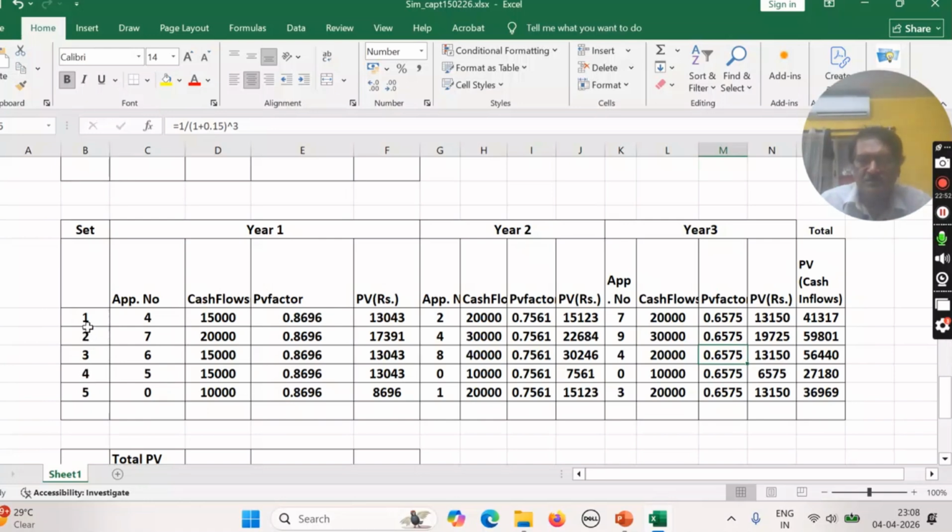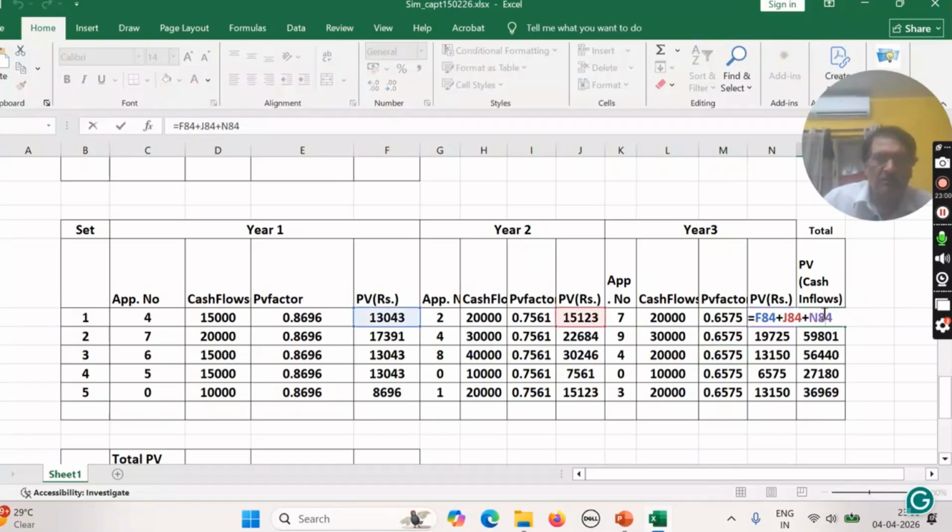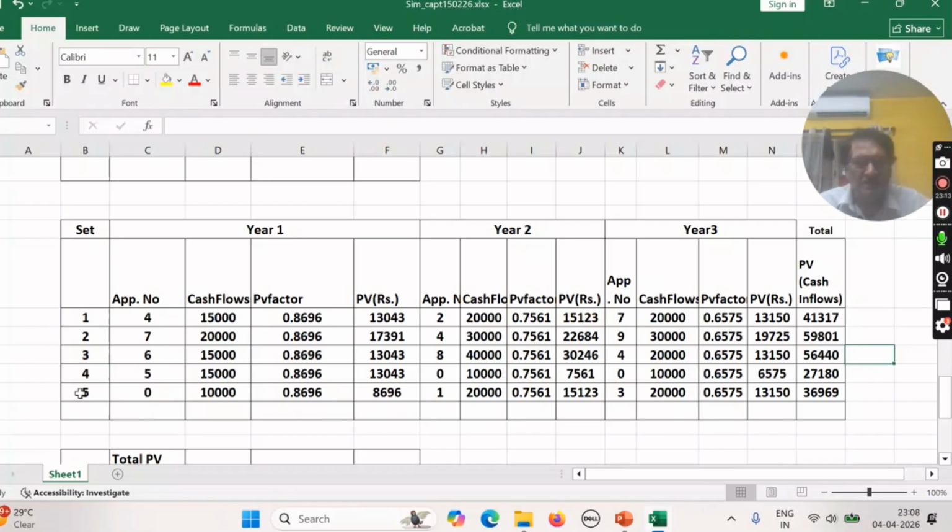Then for the first set, what is the expected present value? This is the expected present value. How has it come? You can check the formula. This is the formula: F18 is this plus this plus this, and if you add this, then you will get this. In this way, for 5 sets of trials, you will get the present values which are calculated here. Through an Excel sheet, it is very easy, because once you have done it, you can just drag it, and you will get the value of the computation.